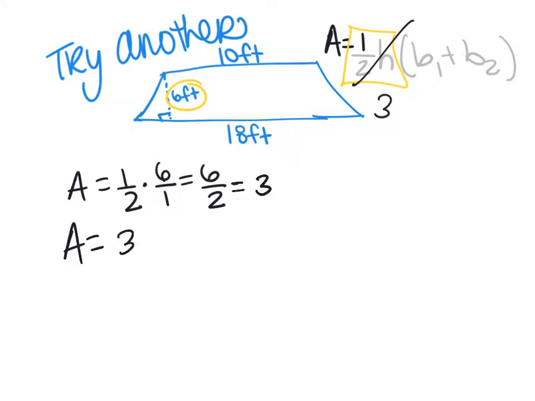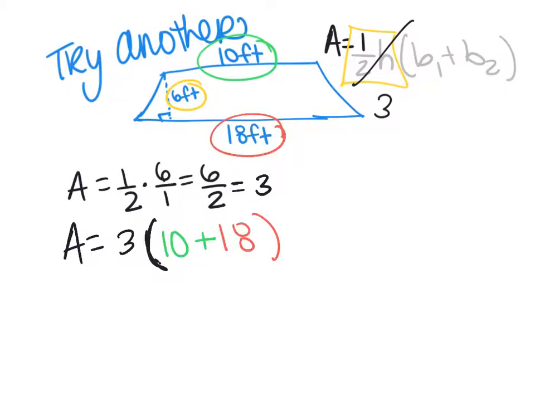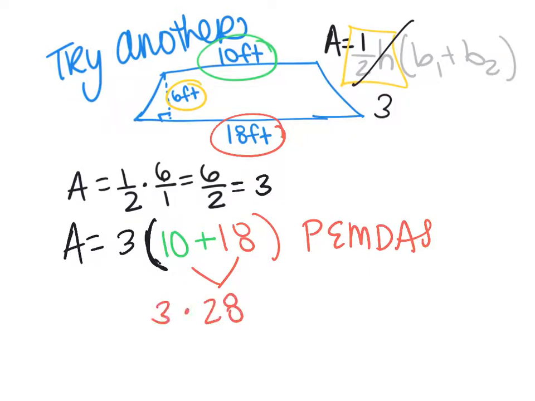Area equals 3 times the quantity of. Now I'm going to take base 1, which is the top of my trapezoid, 10, plus base 2, which is the bottom of my trapezoid, 18. Now I follow my PEMDAS. Take 10 plus 18, and you have 28 times 3. Notice how I'm putting area equals each time. I'm keeping all of my math lined up. When I multiply out 3 times 28, I'm left with 84 feet squared.